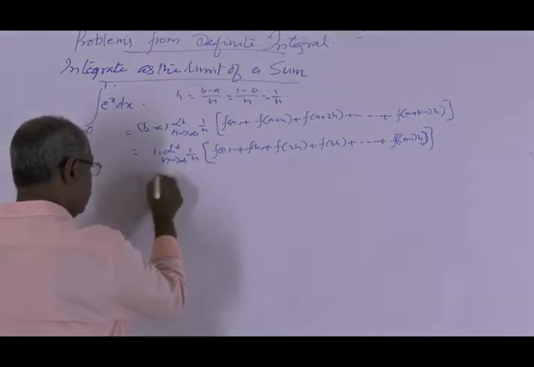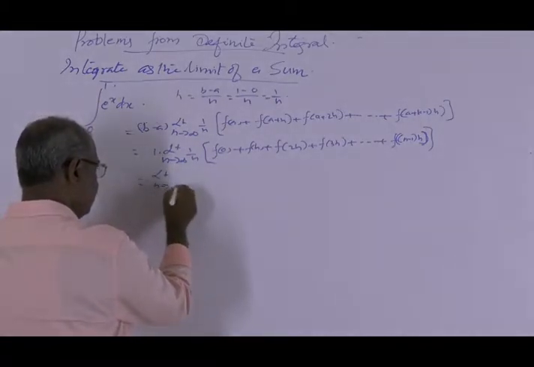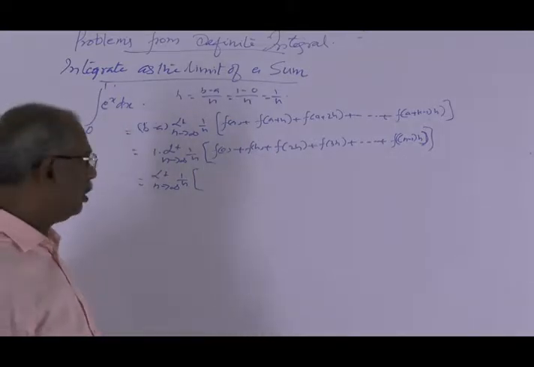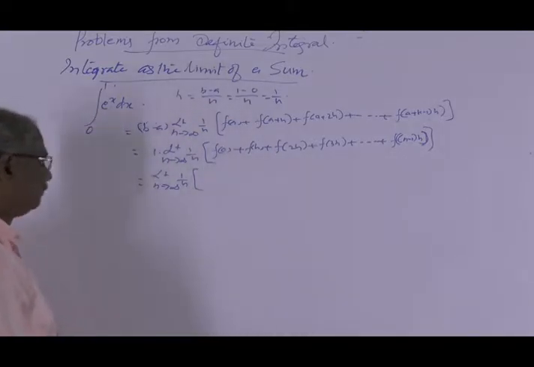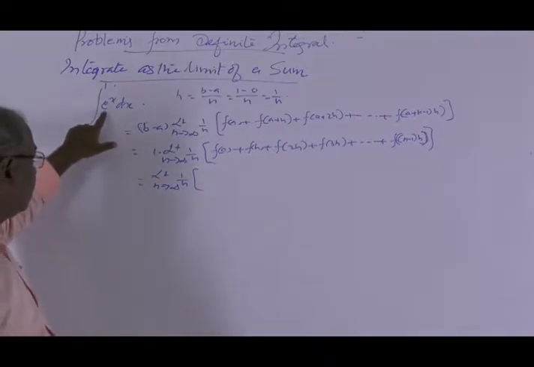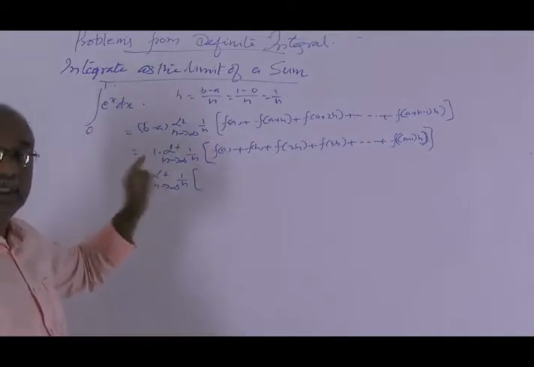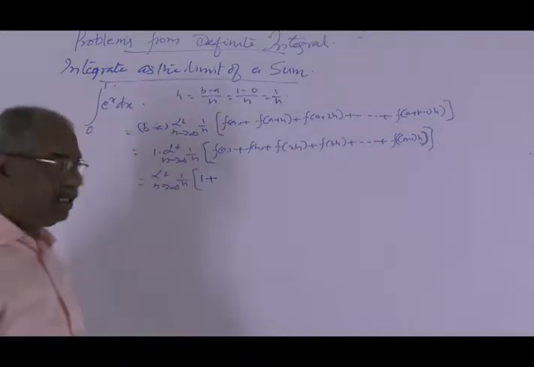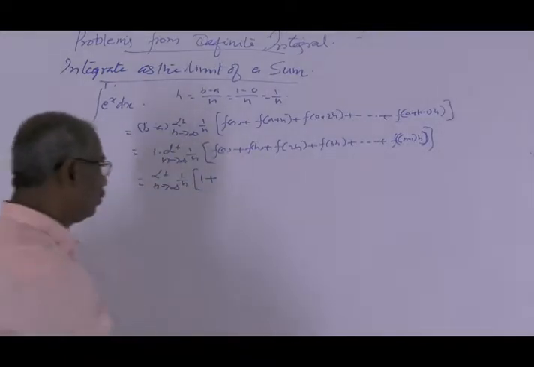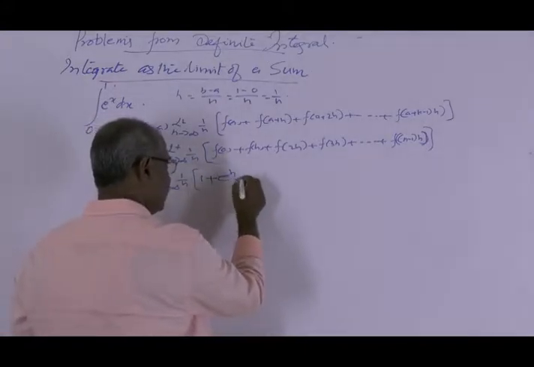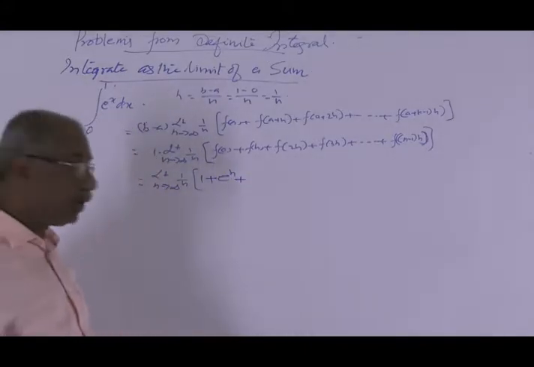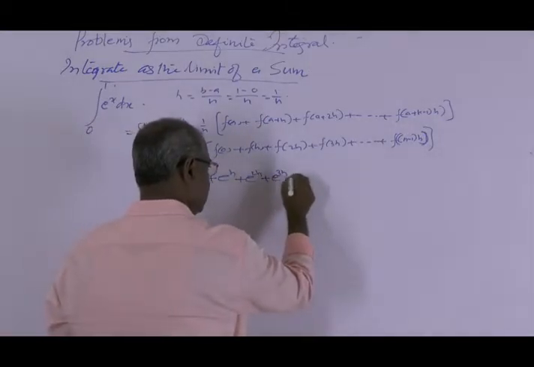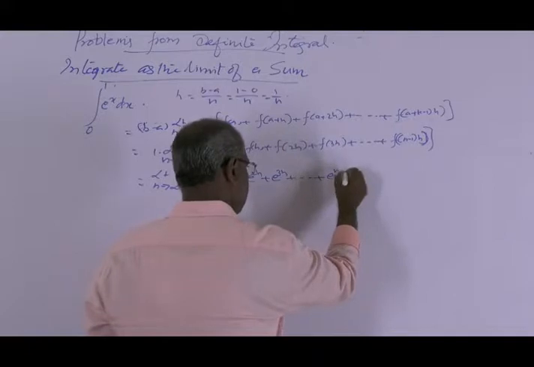And this is equal to limit n tends to infinity 1 by n into f(0). Here f(x) is e raised to x, so f(0) is e raised to 0, which is equal to 1. So this is 1 plus f(h), e raised to h, plus f(2h), e raised to 2h, plus e raised to 3h, plus etc. plus e raised to (n minus 1)h.